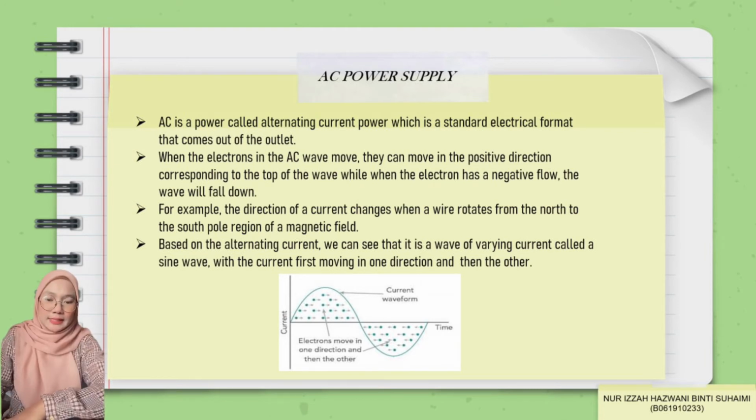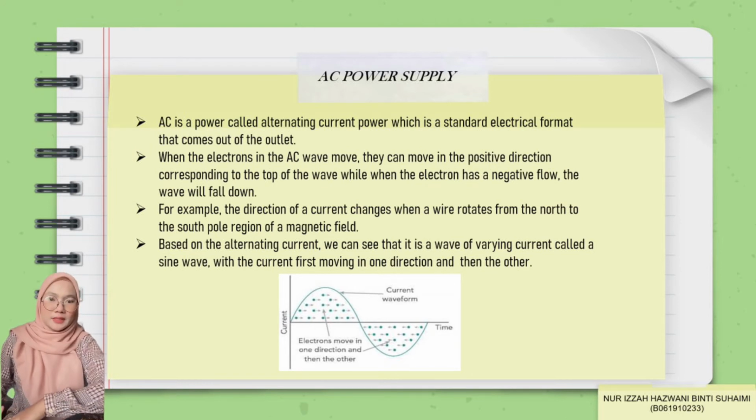We need to understand that electric current comes from the flow of electrons. When the electrons in the AC wave move, they can move in the positive direction corresponding to the top of the wave, while when the electrons have a negative flow, the wave will fall down.